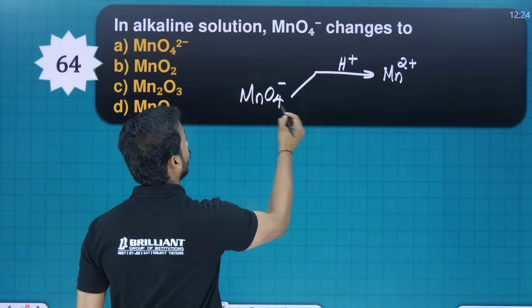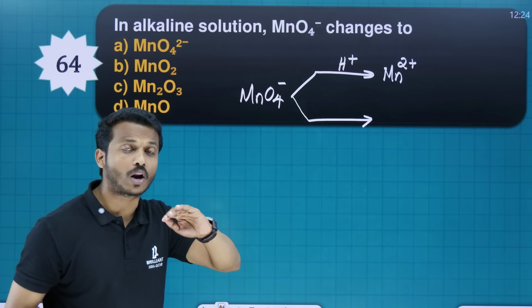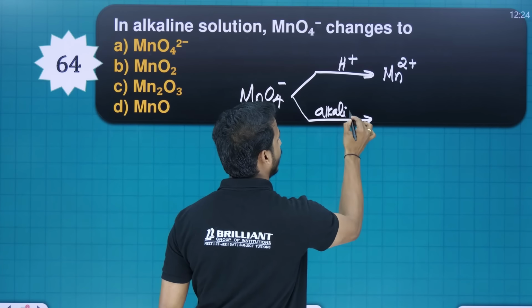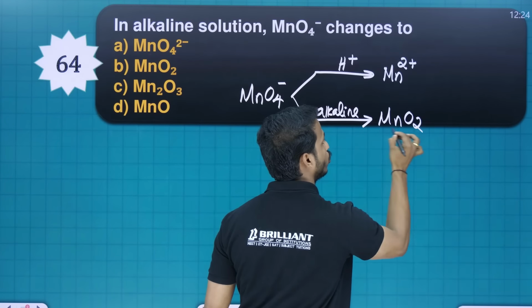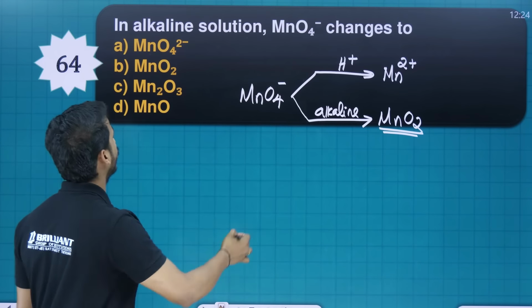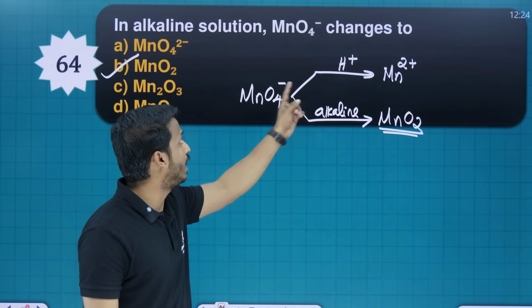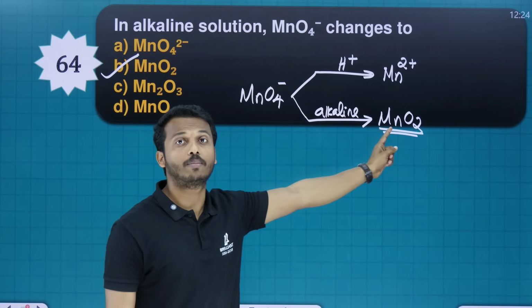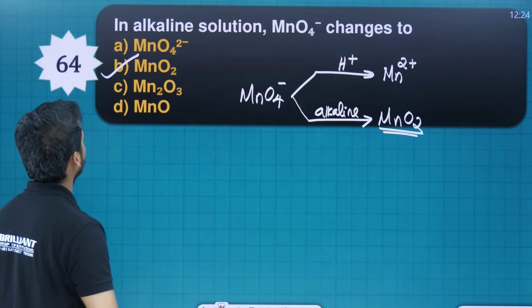But here they are asking in alkaline medium, in neutral or alkaline medium, MnO4- is converted to MnO2. Okay, MnO2, so the answer is B. Remember all: in acidic medium, permanganate is converted to Mn2+, in alkaline medium it is converted to MnO2. Ready? Let's go for the next question.